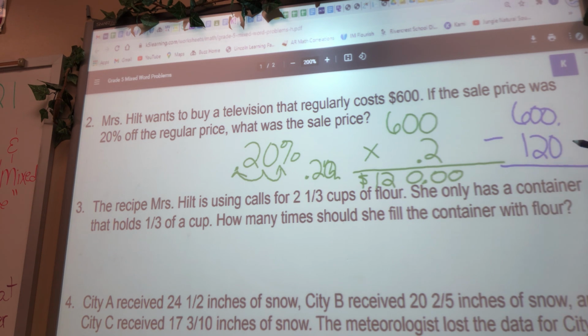Okay, so we have 0 minus 0 is 0. We can't take 2 from 0, but we can borrow a whole one. That would be 1 multiple of 10. 10 minus 2 is 8, and 5 minus 1 is 4. So the sale price would be $480.